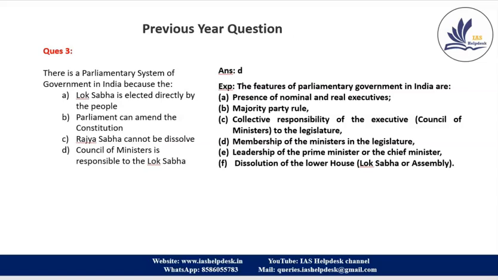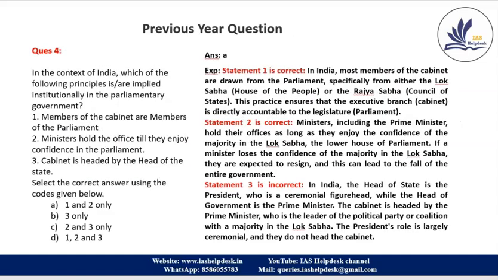So looking into these features of the parliamentary form of government, we have council of ministers is responsible to the government, to the Lok Sabha, as a correct option. So let's look into the next question, which is, in the context of India, which of the following principles is or are implied institutionally in the parliamentary government? Number one, members of the cabinet are members of the parliament. Number two, ministers hold the office till they enjoy confidence in the parliament. Number three, cabinet is headed by the head of the state. So which of the given options is correct?